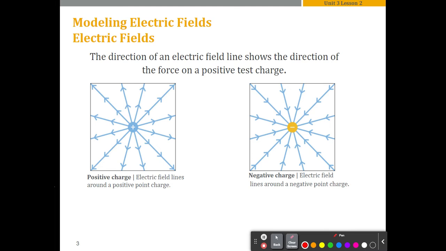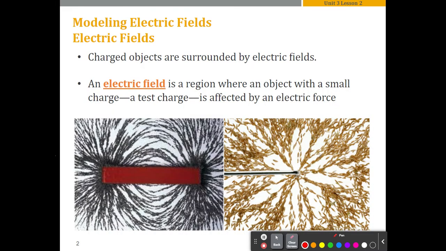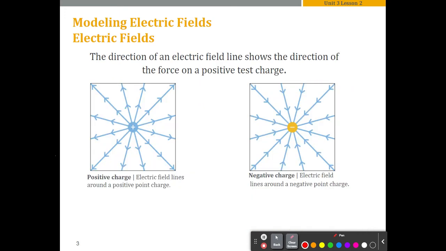We draw lines like these particles draw lines. We draw lines to represent an electric field. And the lines have direction, so we draw them like arrows pointing toward or away from the charged object. How do you know if it points toward or away from?